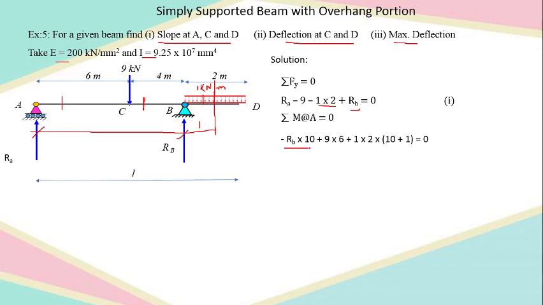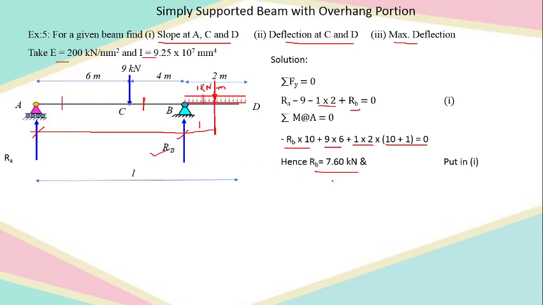Minus Rb into 10 plus 9 into 6, plus 1 into 2, which means the equivalent point load that shall be acting at the center of the overhang, that means at a distance of 1. So how much is this force about point A? 10 plus 1. So 10 plus 1, is equal to 0. So I will be getting the value of Rb is equal to 7.6 kilonewton. It is positive, means what?